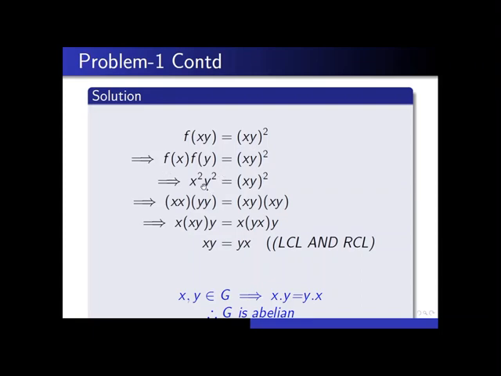Now x square can be written as x into x and y square can be written as y into y. Xy whole square can be written as xy into xy, which implies what are these x and y? These are the elements in the group G. Group means it satisfies closure, associative, identity as well as the inverse laws.